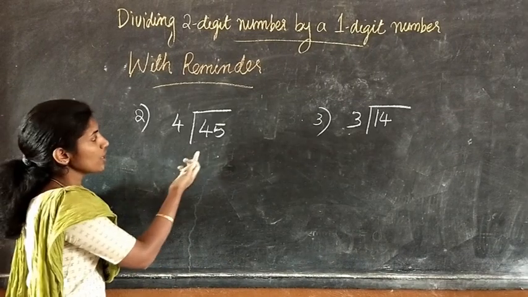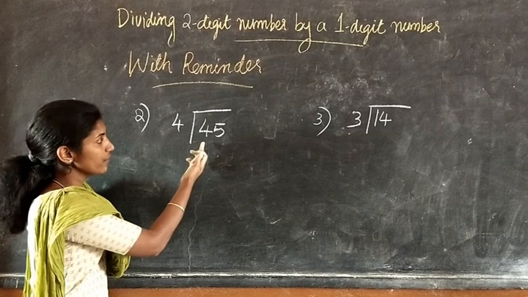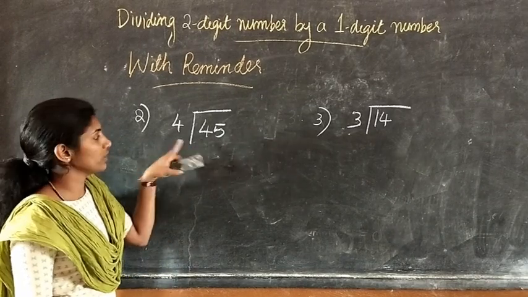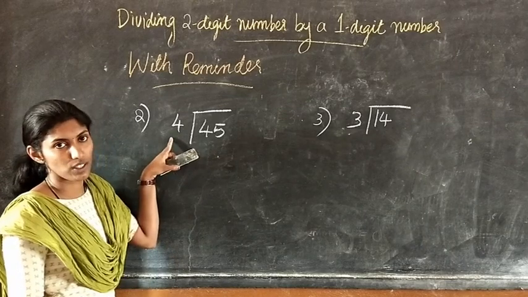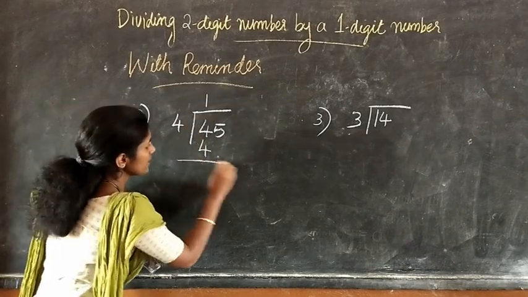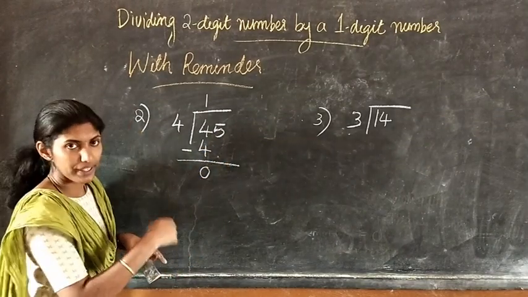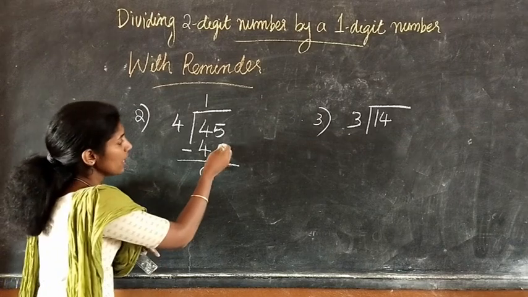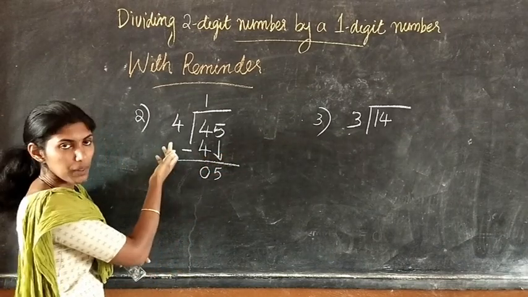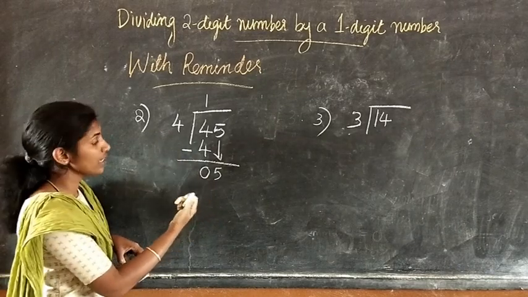Then second question, divide 45 by 4. So first we have to divide the tens digit of the dividend by this 4. That is 4 divided by 4. It is always 1. So write 1. 1 into 4, 4. Then subtract. 4 minus 4, 0. Then we have to bring down the ones digit of the dividend, that is equal to 5. Then we have to recite the multiplication table of 4 till we get 5 or less than 5.